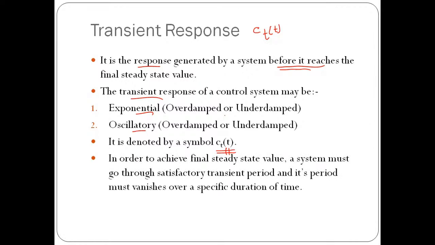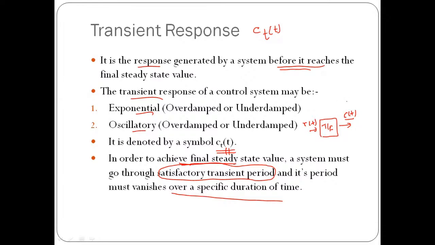Now, in order to achieve the final steady state value, this is very important: a system must go through a satisfactory transient period. This is very, very important. And its period must vanish over a specific duration of time. That means, suppose you have a system, and you are interested to find out the stability of that particular system. The moment you provide some input to that system, definitely the response starts generating.